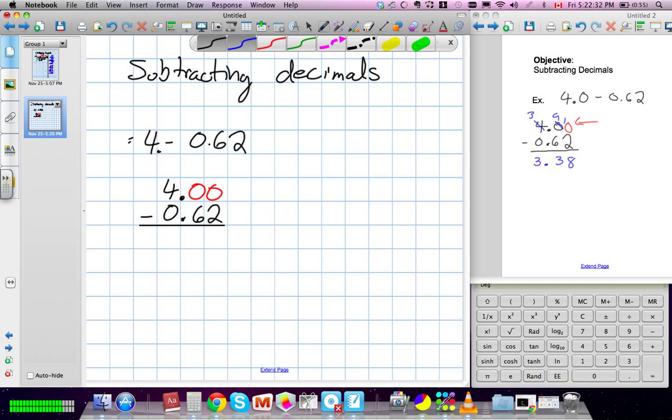Now when we subtract them, we go down. 0 subtract 2. Well, we can't do that. So we borrow from our other column, and because it's a 0, we have to borrow from our ones column. Once we borrow, we get 10. 10 subtract 2 gives us 8. Then we do 9 subtract 6.